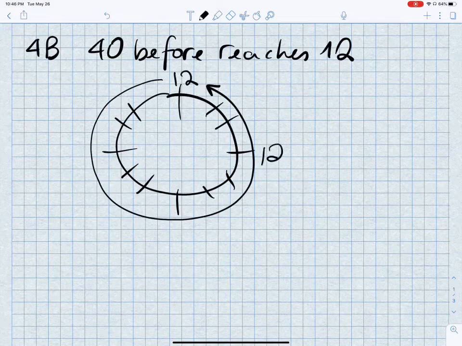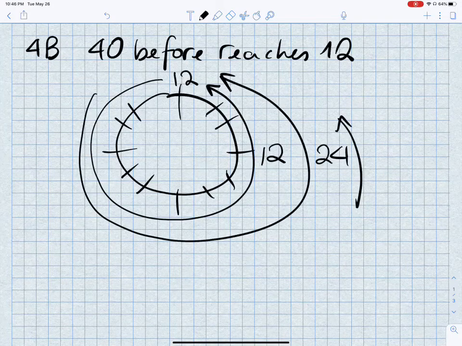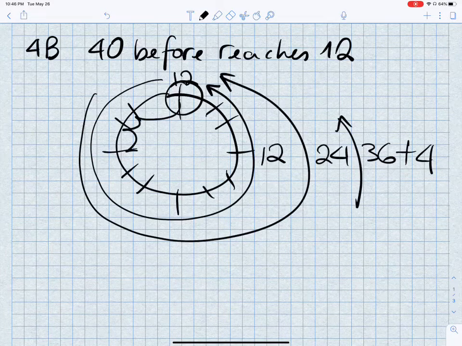So go around once, 12 hours, and then again, 24 hours, and then again, 36 hours. And so we almost reach 40 hours backwards. That means that when you reach this 12, you still have 4 to go, going backwards: 1, 2, 3, 4. That puts us at 8 p.m.